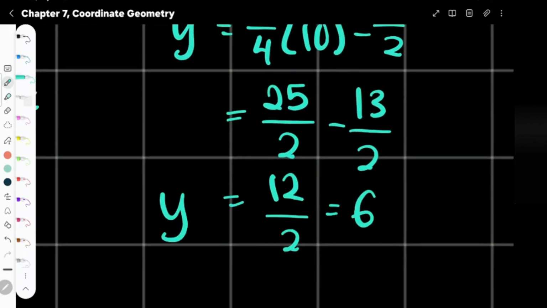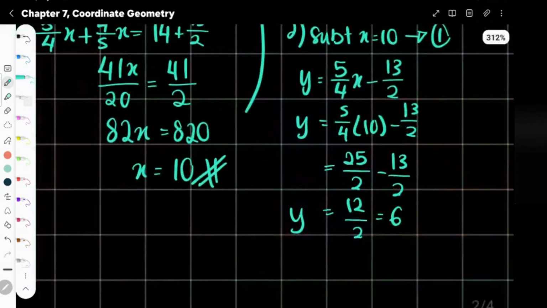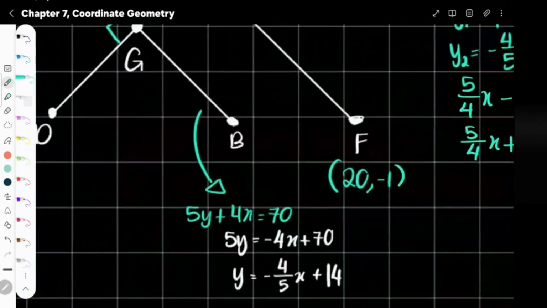So y is equal to 6, but do we leave our answer there? No, because we are trying to find the coordinate, right? Coordinate is what?